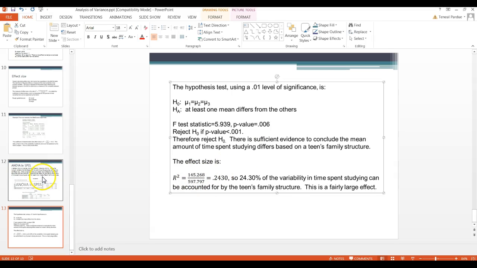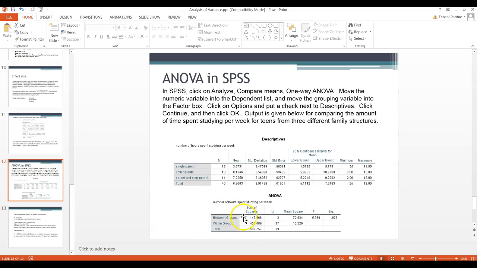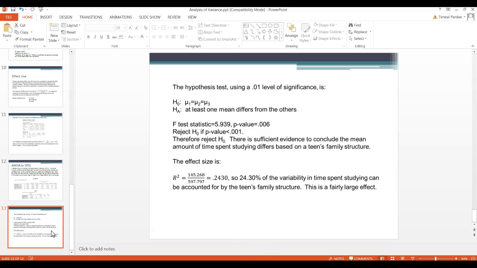To calculate the effect size, we go to the ANOVA table, get the sum of squares between groups, that's 145.268, divided by the total sum of squares, 597.757. And that gives us 0.2430. So 24.3% of the variability in the amount of time a teen spends studying can be explained by the family structure. This is a fairly large effect. It's not huge, but it's fairly large. All right, so that's all there is with that, and let me know if you have any questions.